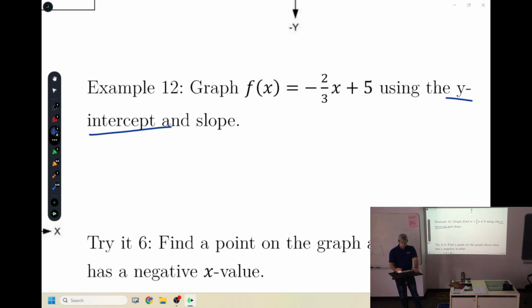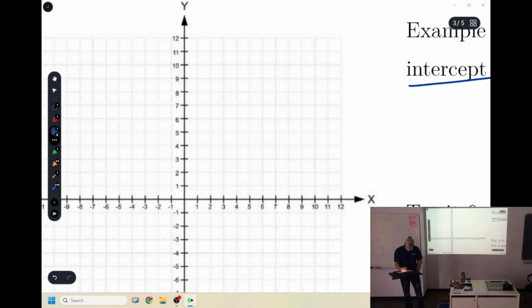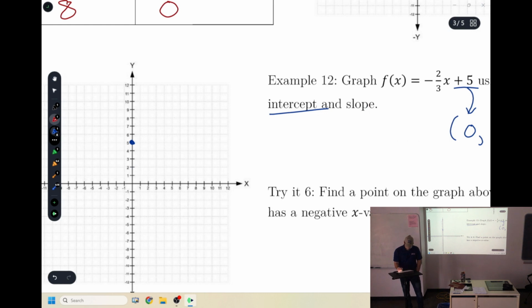Any thoughts on what the y-intercept is here? It is 5. I'm sorry. But it's actually 0, 5. So let's go plot that thing. 0, 5. And then what is the slope?